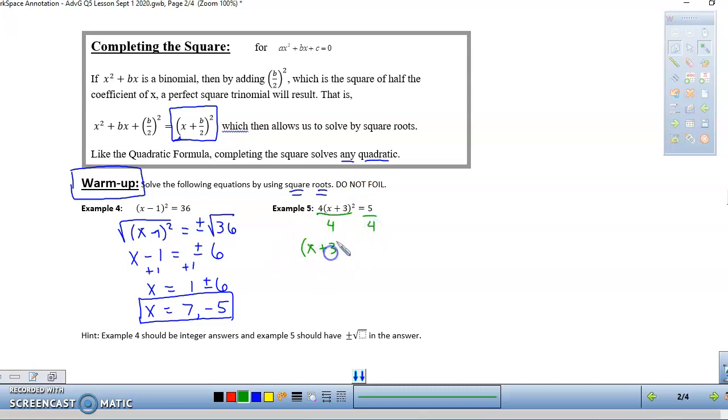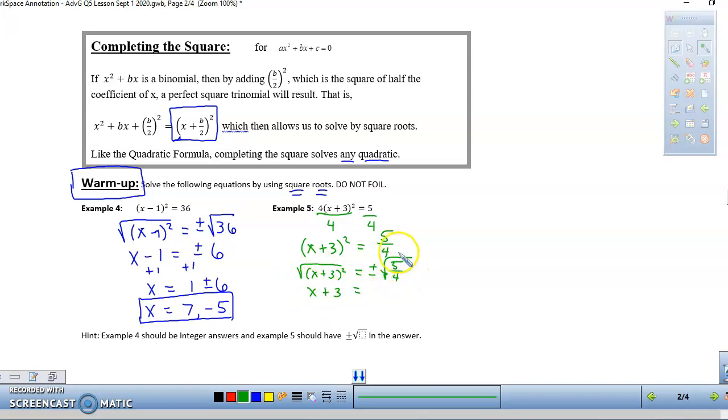Okay, so that gives us x plus 3 squared, and then I have 5 fourths. Okay, so now this entire side is squared, so therefore I can square root it. To simplify, this is going to be again plus or minus square root of 5 over 4. Okay, those cancel. We end up with x plus 3.